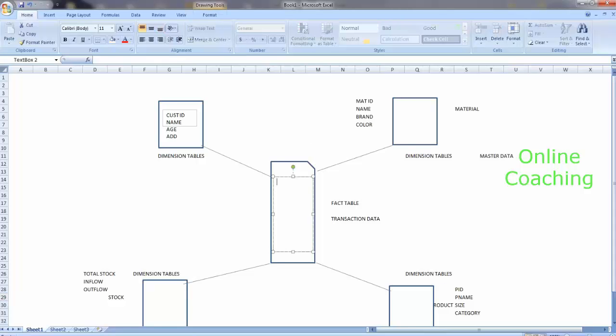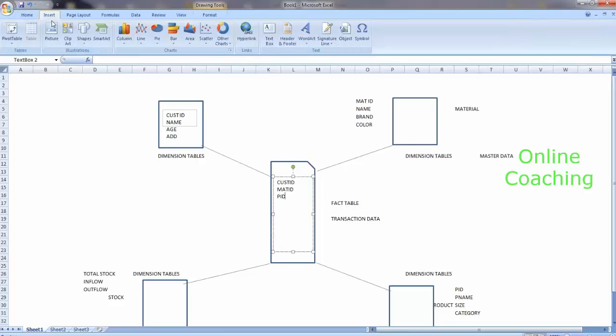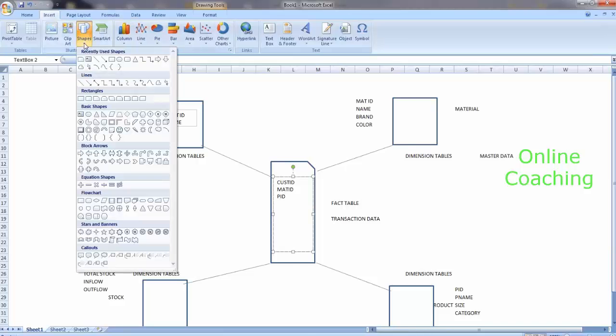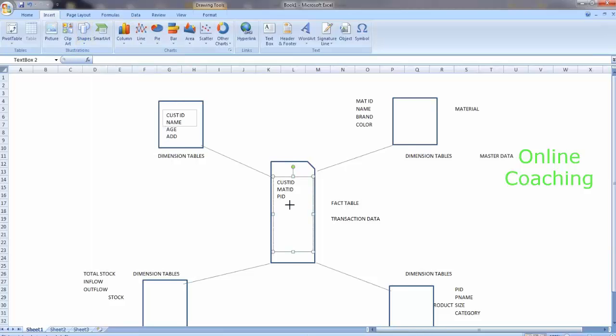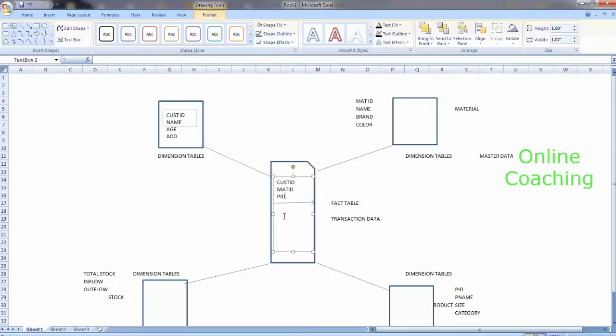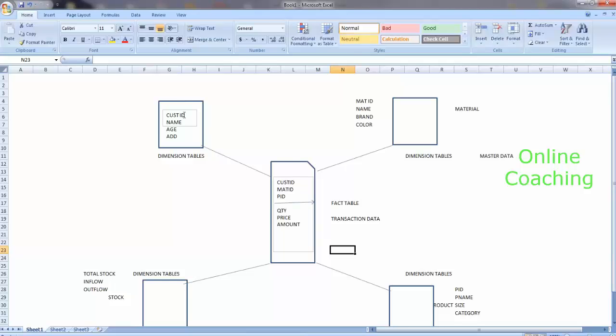how these tables are connected with the fact table? It will be connected like this. Customer ID, material ID, then product ID. After this, the table will be starting with transaction data like quantity, price, amount. So what is this called?